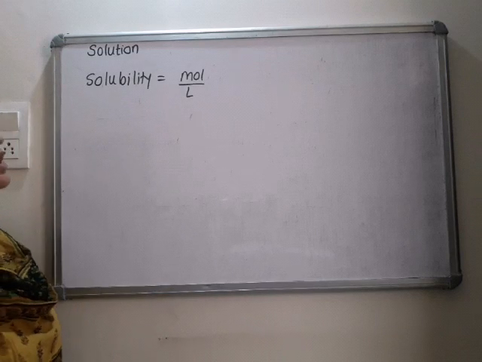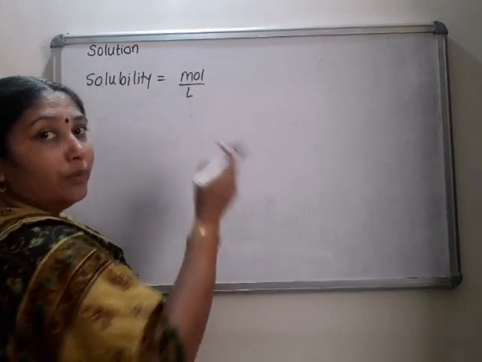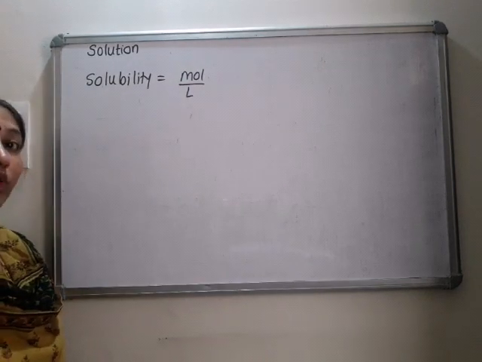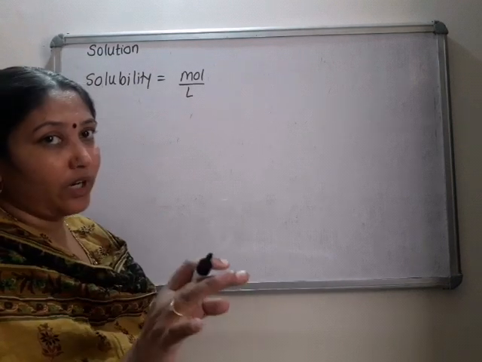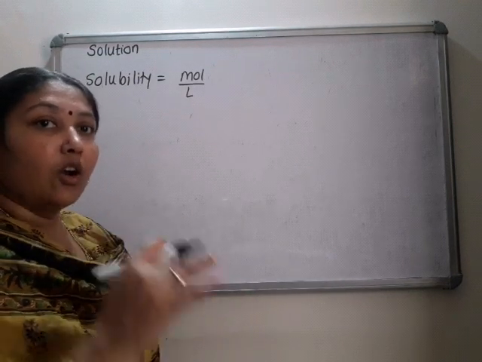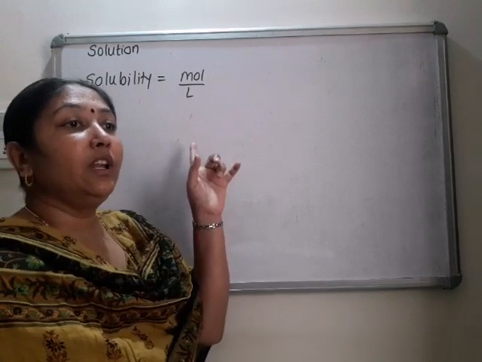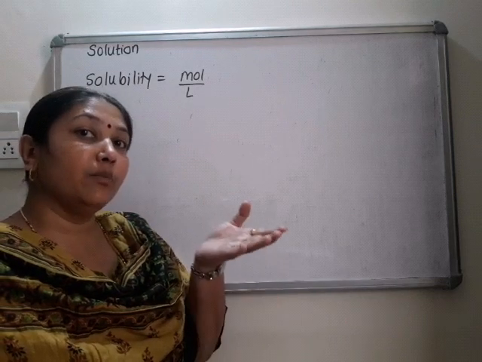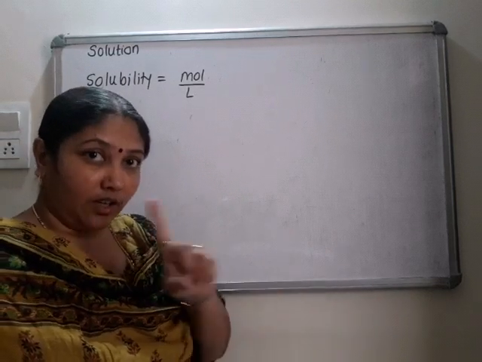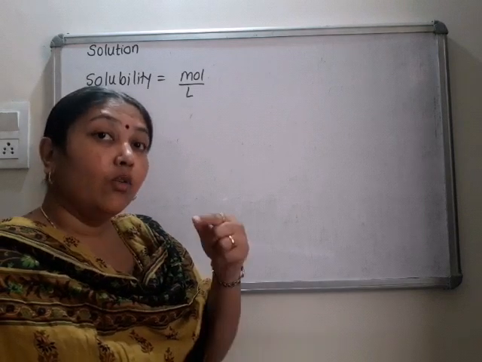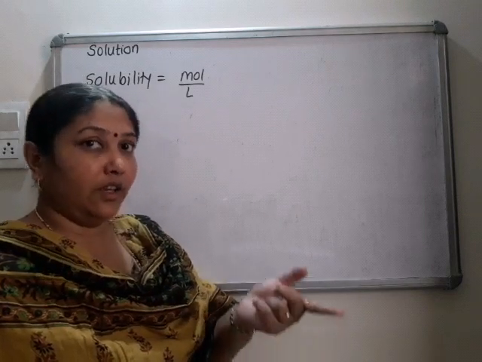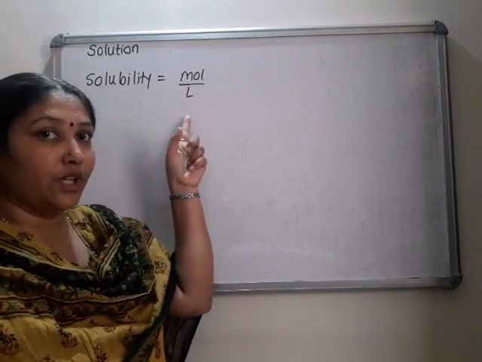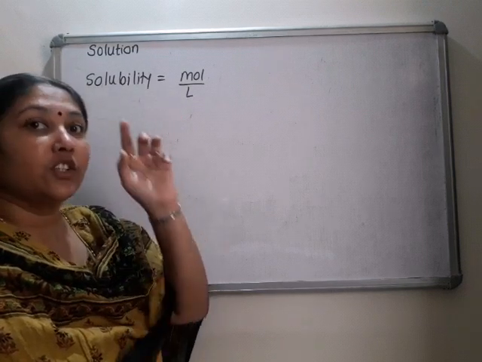Solubility is measured in mole per liter. We know mole means number of moles of that solute, and liter is the volume of solution. Which solution? It should be a saturated solution, and temperature should be constant, because volume depends upon temperature. If we increase temperature, volume will increase, and if volume is increased, this value will get affected due to change in temperature. So solubility will change.